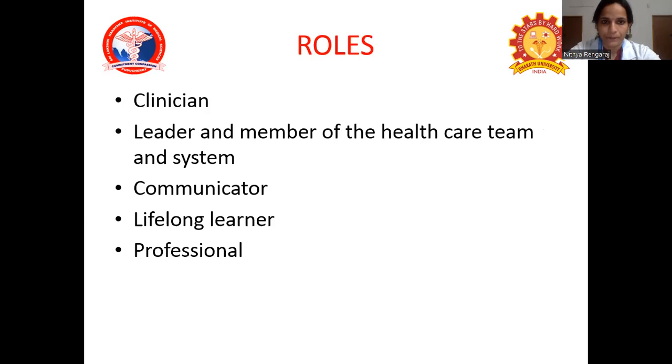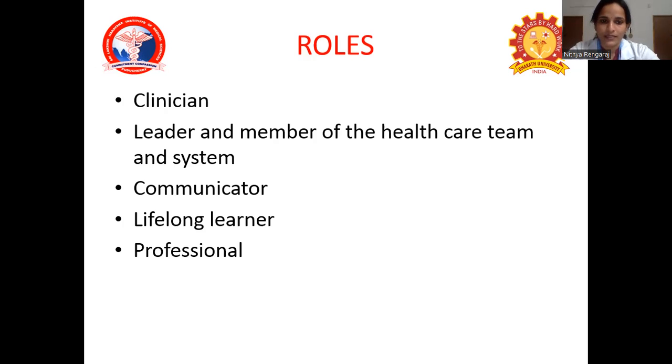So to possess these qualities and competencies, a medical student or an Indian medical graduate should perform all these roles. These roles include being a clinician. So being a clinician means having the skills and knowledge that is needed to perform both curative and preventive roles, and also that will help in diagnosing the conditions, all these things. And also, second, he should act as a leader and member of the healthcare team and system that we are going to see in detail in this presentation.